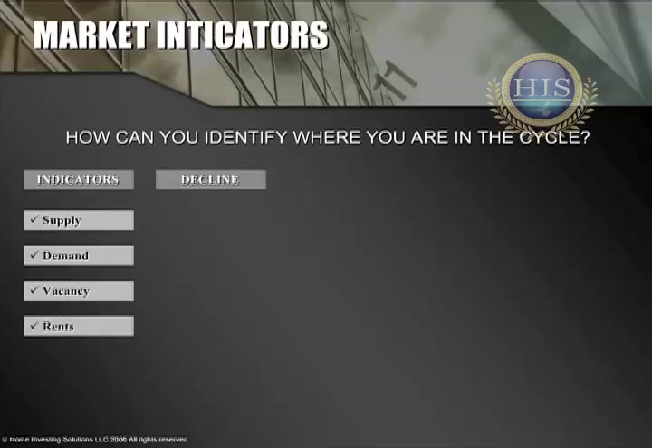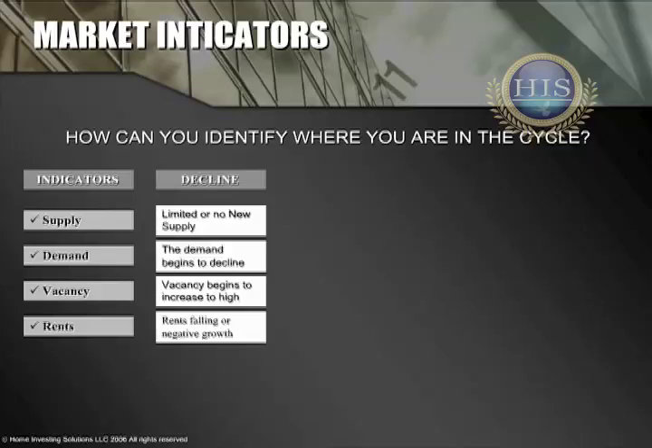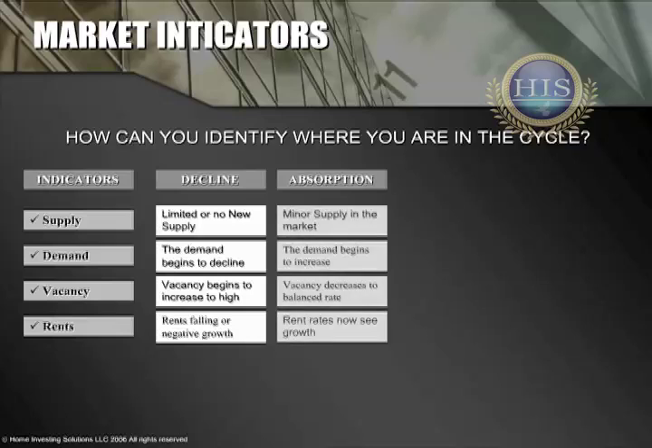So if you're in a declining stage, you'll notice that there's limited or no new supply in the marketplace. The demand begins to decline, vacancies begin to increase to highs, and the rents are falling or see negative growth. During the absorption stage, you'll notice that there's minor supply in the marketplace. The demand begins to increase, vacancy decreases to a balanced rate, and the rent rates are now seeing growth.